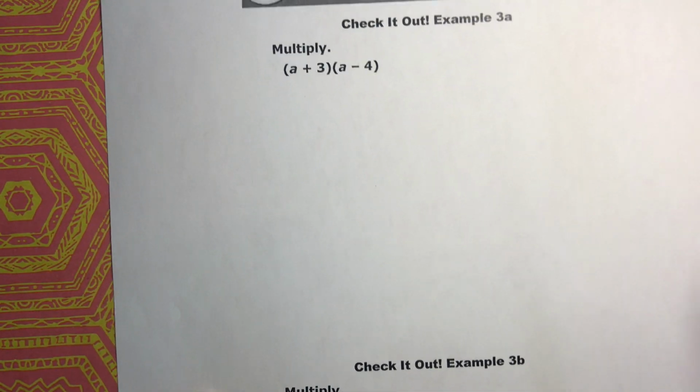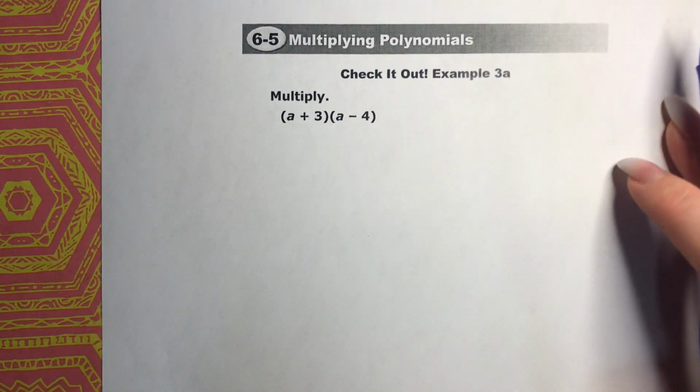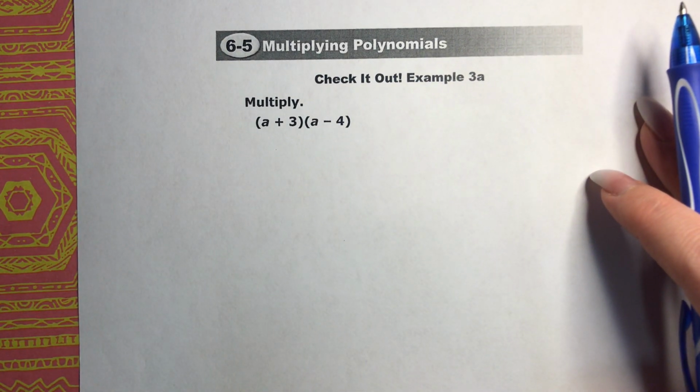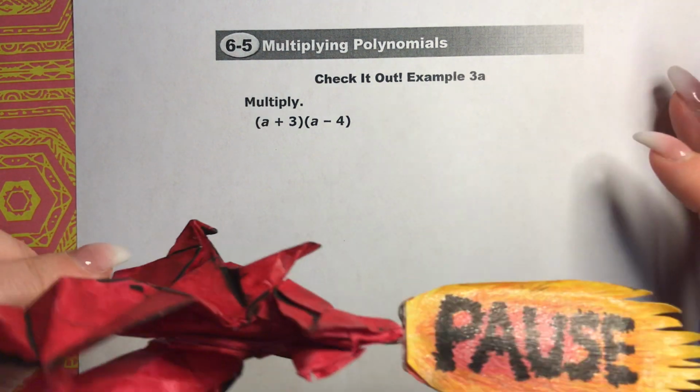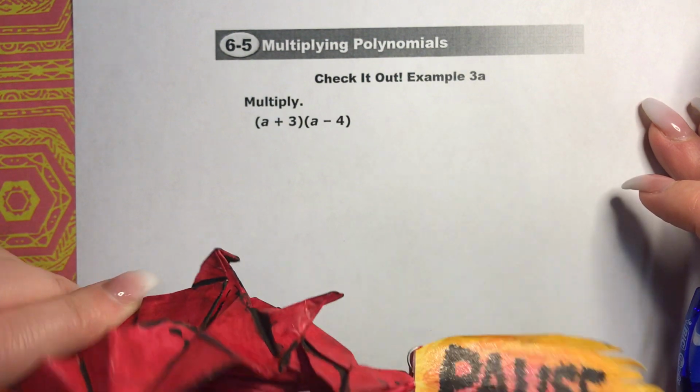Okay, let's go on to the next. So here we have it. Check it out, example 3A and 3B. I want you to go ahead and try both of those on your own. Here's my friend, the pause dragon. I might need to pause your device. Go ahead and work both of those out. When you get done, press play and we'll talk about them together. All right, see you in a bit.